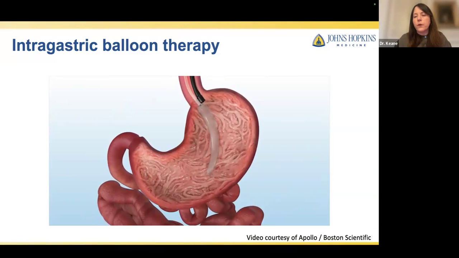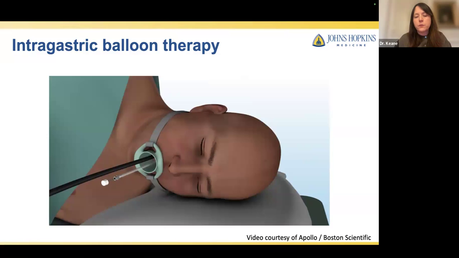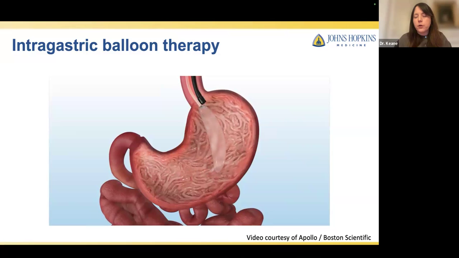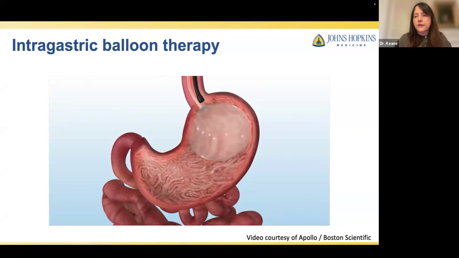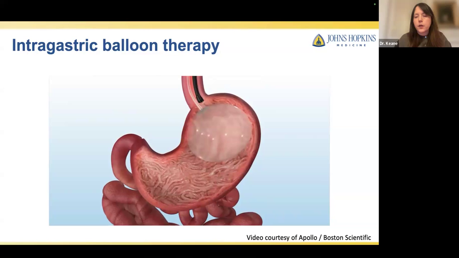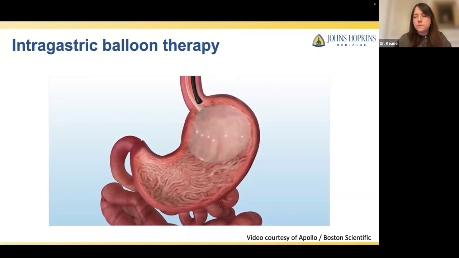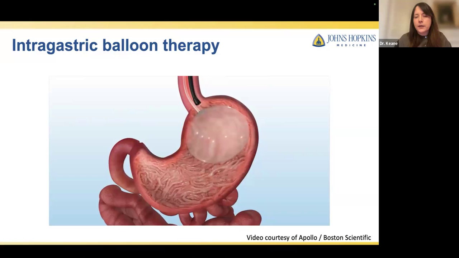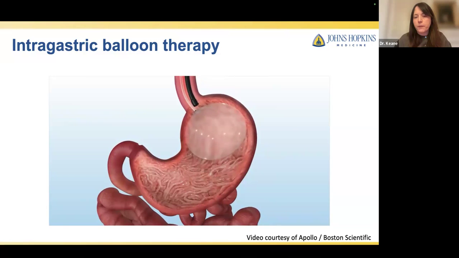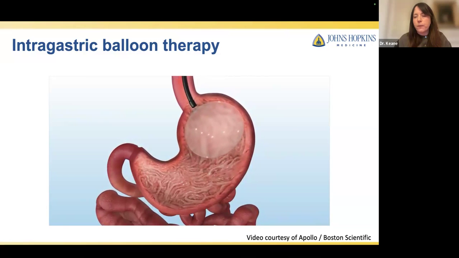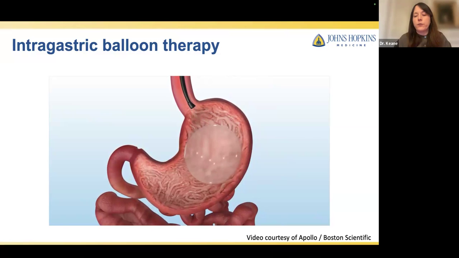Then we start to inflate the balloon, and we do this by removing the stylet that's been used to guide the balloon down into the stomach. We attach a syringe and eject saline, which is a salty water solution, to inflate the balloon to between 500 and 700 mils. Once fully inflated, we simply pull the catheter back and release the balloon into your stomach, and it sits in your stomach, and it's about the size of a grapefruit.